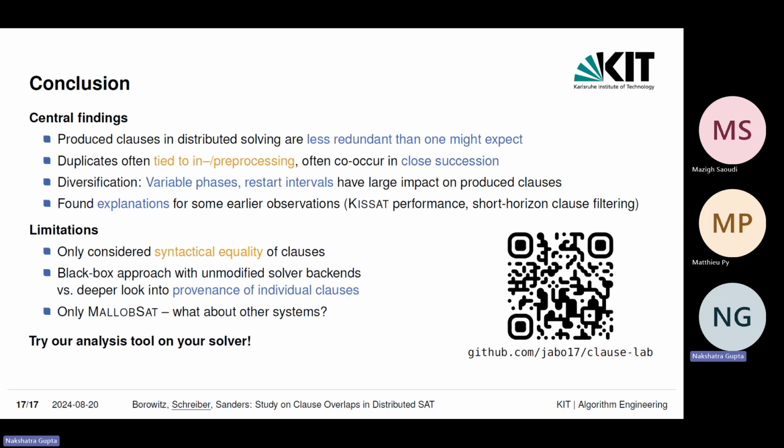So our study has some limitations, which I don't want to neglect here. We only considered the syntactical equality of clauses, which is rather specific. You could also consider stronger or more general notions like subsumption relations or others. And we also only considered a black box approach with unmodified solver backends, and tracking the actual provenance of individual clauses that were produced might really help to get deeper insights. Lastly, we only considered MalleSAT with three solver backends. So what about other systems?